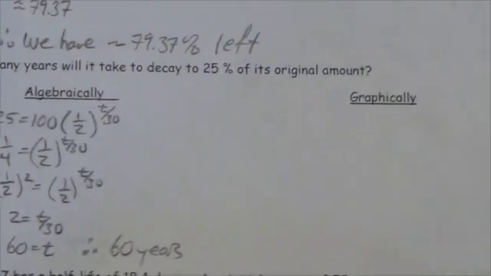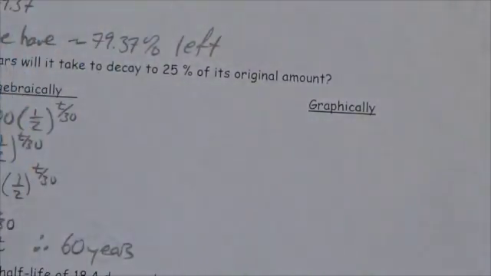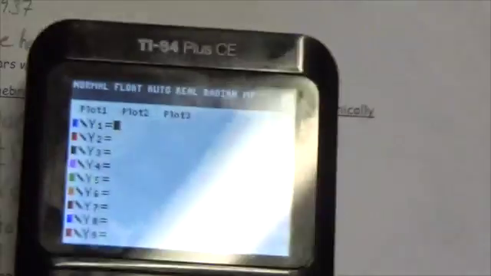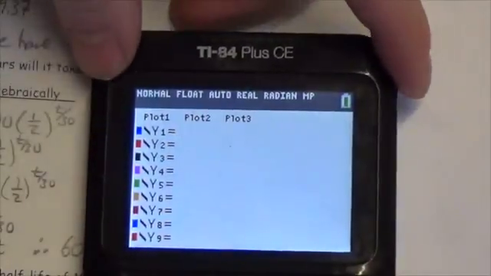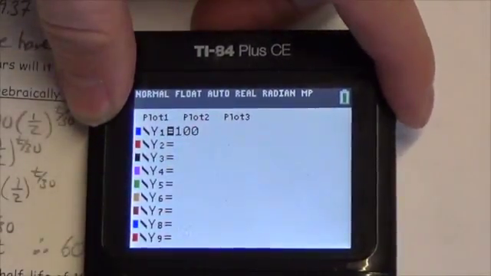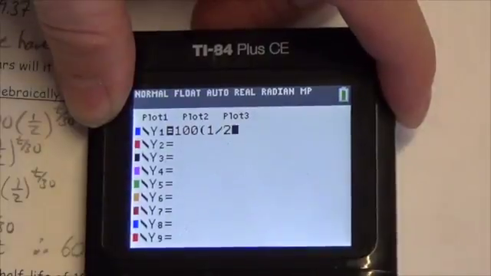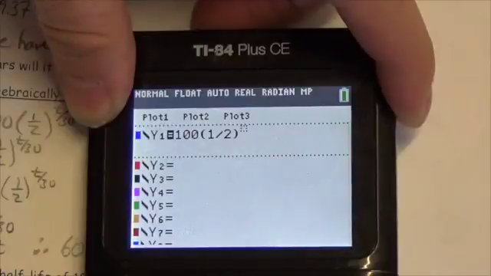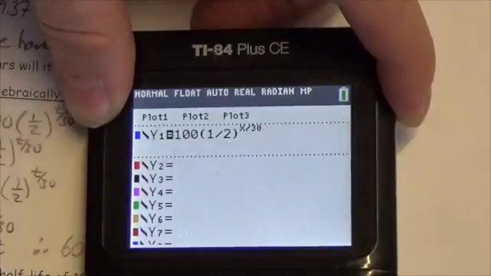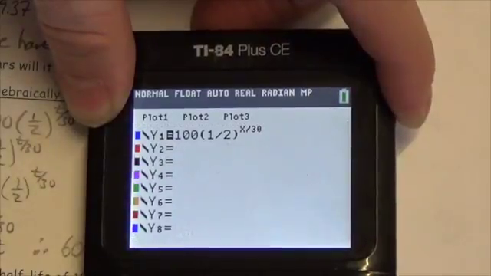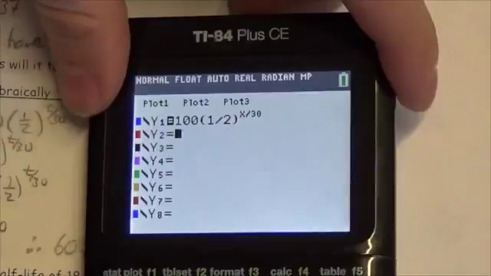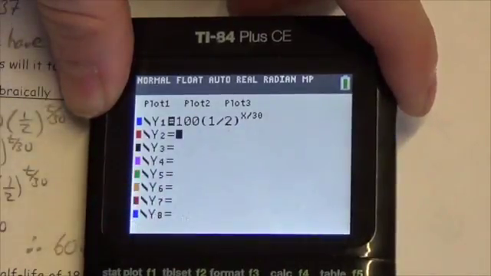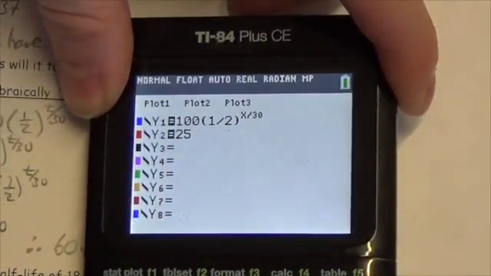Now, let's do this graphically. And to do that graphically, I'm just going to get my calculator ready. What I'll do here is enter my initial function, my model. This is going to be equal to 100 times 1/2 to the t divided by 30, or x divided by 30. And I'm looking for where 25% of the original is left. Well, if 100 represents the total amount here, 25 would be 25%.